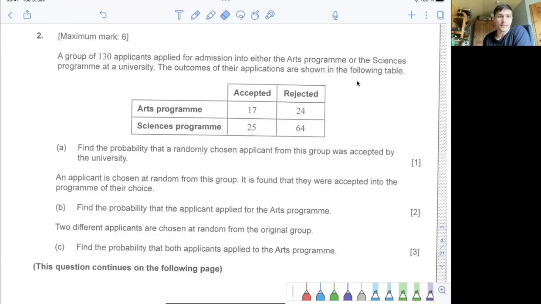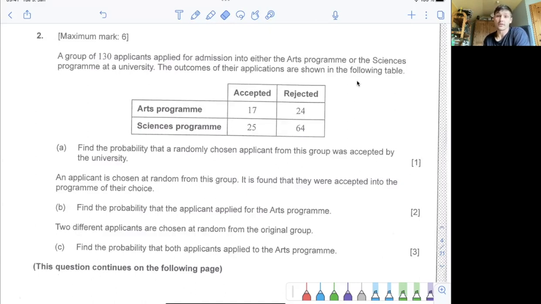Question 2. A group of 130 applicants applied for admission into either the arts program or the sciences program at a university. The outcomes of their applications are shown in the following table. Okay, find the probability. So part A says, find the probability that a randomly chosen applicant from this group was accepted by the university. Cool.